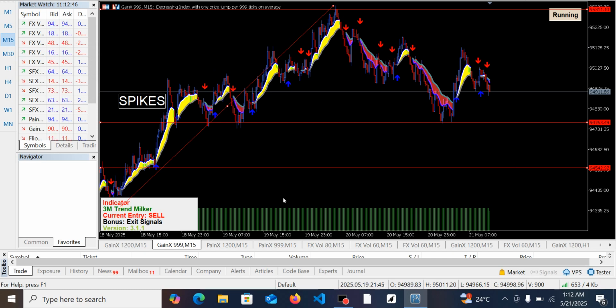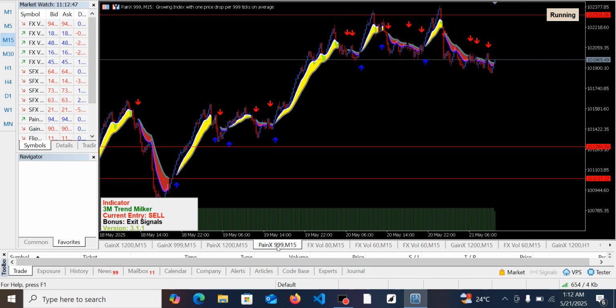Okay, now let's quickly check out Painx 999 also. This is Painx 999. Just the way we are seeing, this color also indicates that the market is on uptrend. Okay, first of all, let me quickly explain how Painx works. Painx 999 works in the opposite direction of Gainx 999. It goes up gradually and gives us this sudden spike downward. Okay, at this point. So that is how it works.